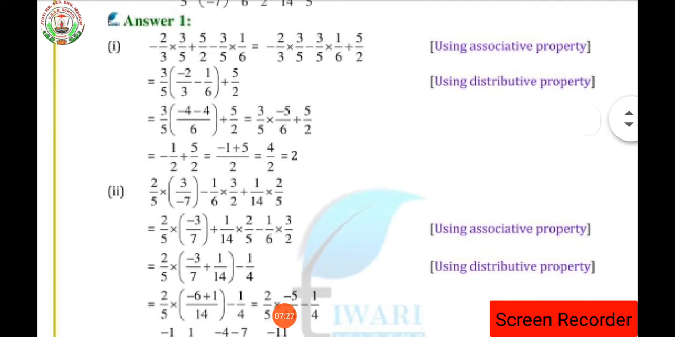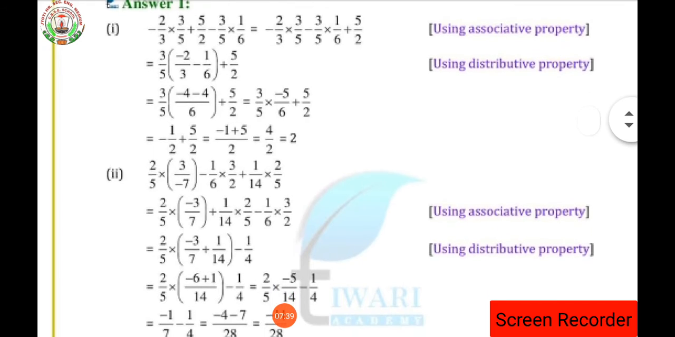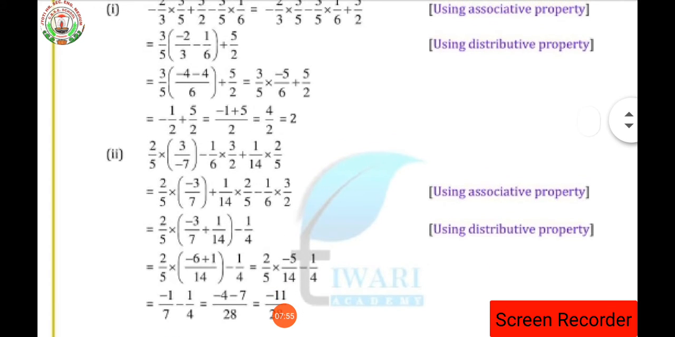The next part of this question will be 2 by 5 into minus 3 by 7 minus 1 by 6 into 3 by 2 plus 1 by 14 into 2 by 5. This is the expression we are having. Now we have to use the associative property and distributive property both. How to use the associative property? So we are having 2 by 5 into minus 3 by 7 plus, here we are going to arrange the numbers, as we arranged the numbers in question number 1, in the same way we are going to arrange.